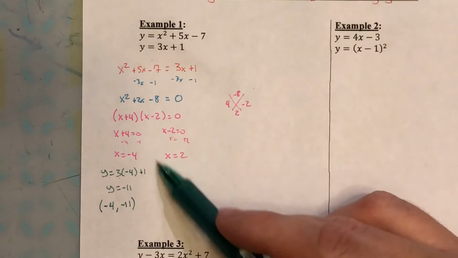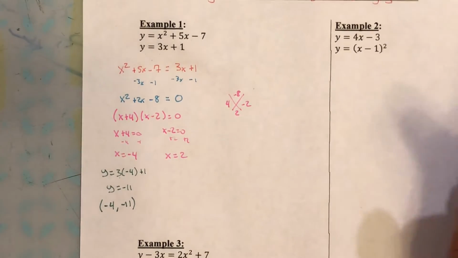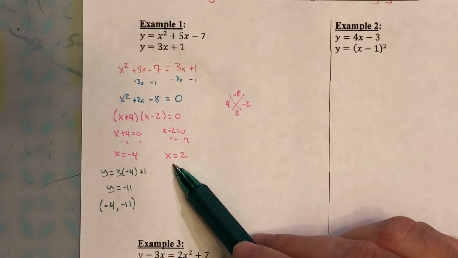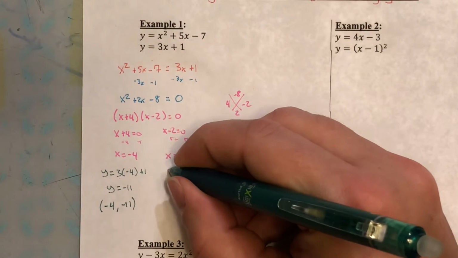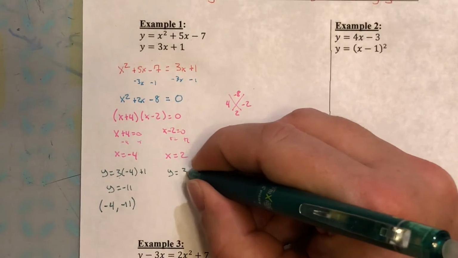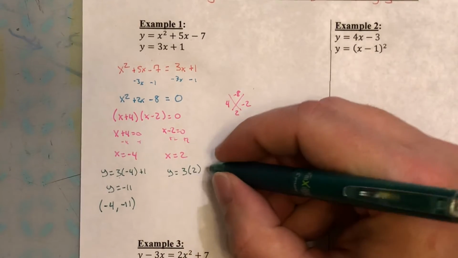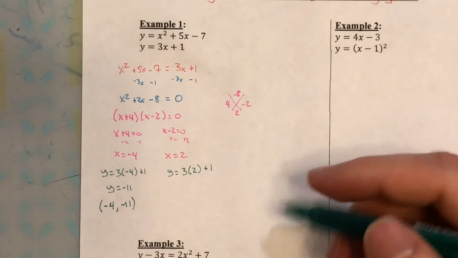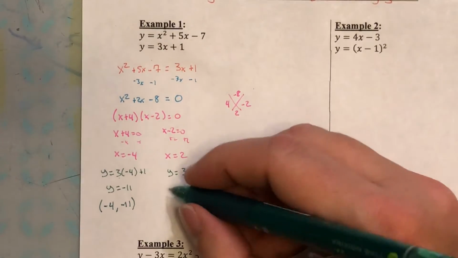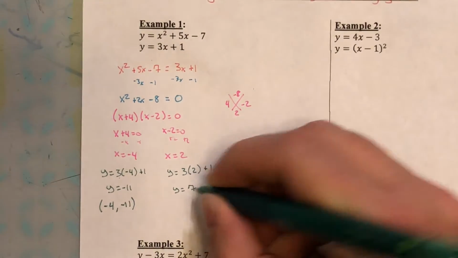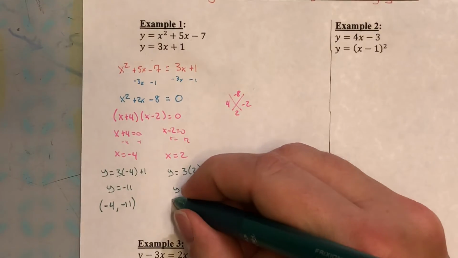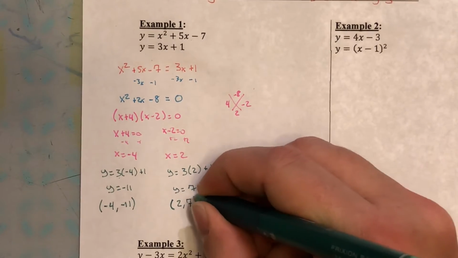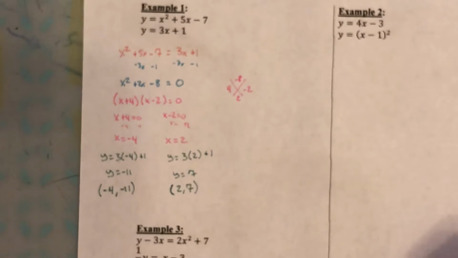But I also have this other point. I must do both of them. So I have the other x possibility of positive 2. So I say y equals 3 times 2 plus 1. 3 times 2 is 6. 6 plus 1 is 7. So I've got y of 7. So the other solution is the point 2, 7.